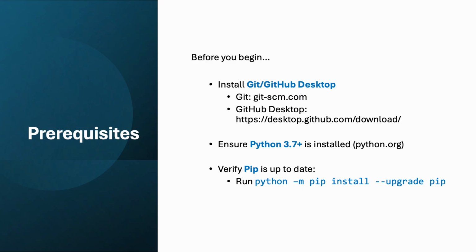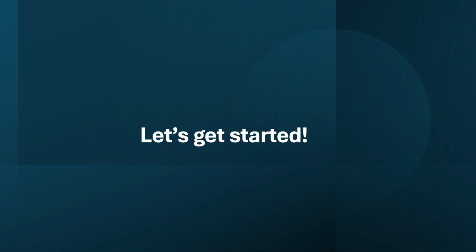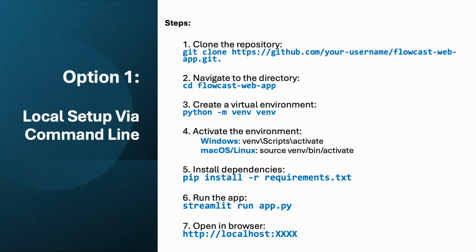And finally, make sure that you verify that pip is up to date. Pip is your library source where you'll be able to run Python. Make sure that you run this script to make sure that pip is installed. If not, it will be installed for you. So with this in mind, let's go ahead and get started.